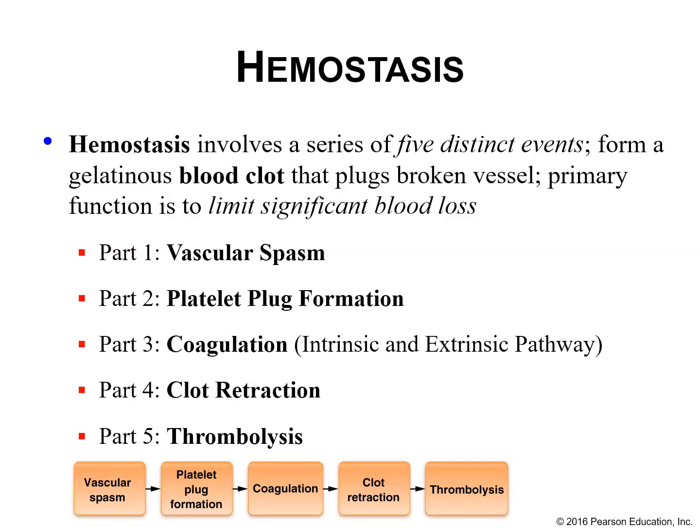Then coagulation. This is a set of enzymes that requires 2 pathways: an intrinsic pathway, which means within the blood, and an extrinsic pathway, which occurs outside the blood. And we'll look at these pathways in a minute. And then the clot retracts, okay, and then finally thrombolysis occurs. The components of the clot have to be broken up. That's called thrombolysis.